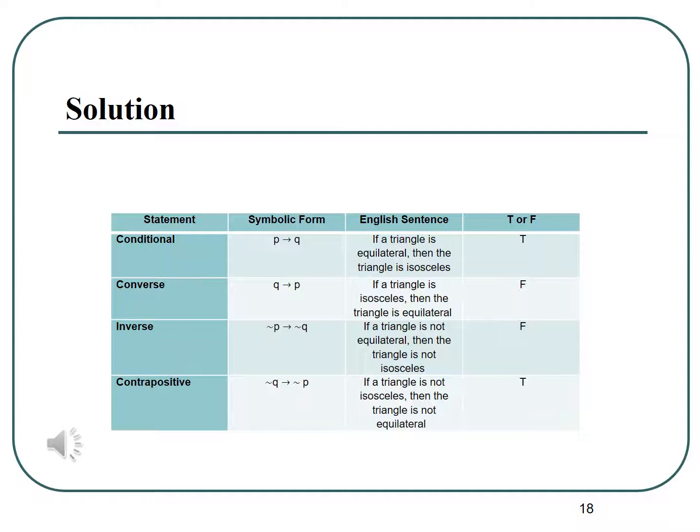How about the inverse? Not P implies not Q. If a triangle is not equilateral, then the triangle is not isosceles. Well, that is for sure false because you could have a not equilateral triangle, which could be an isosceles triangle, and so therefore it is isosceles.